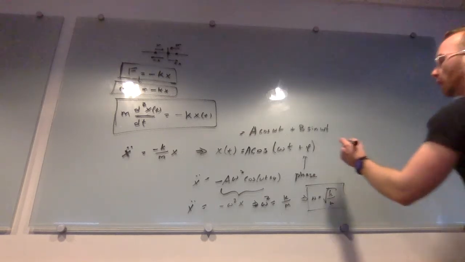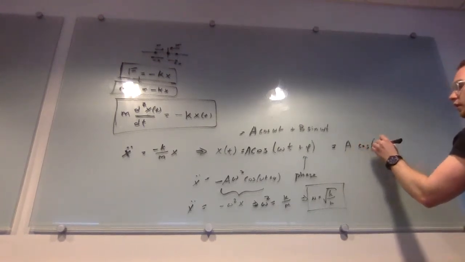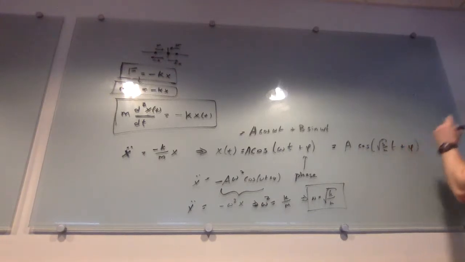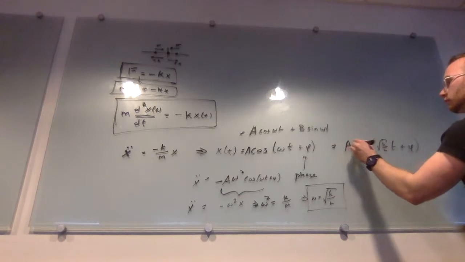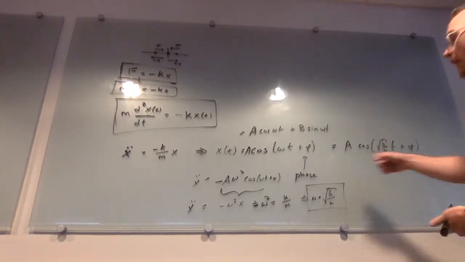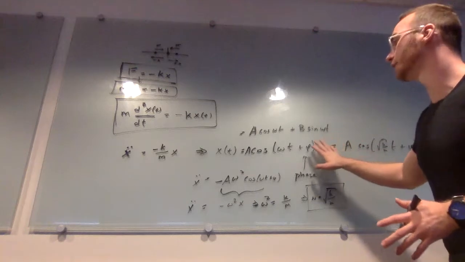So you could write it as cosine of radical k over m times t plus phi. I guess you could write that. People usually write omega because sometimes you actually might need to talk about the frequency. Omega is going to be the frequency. So anything that multiplies time and has nothing else.